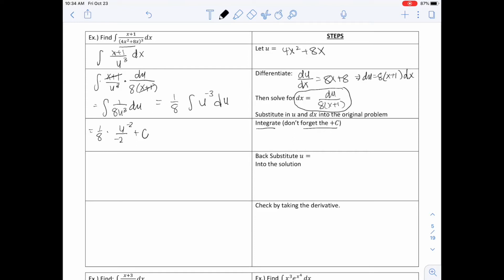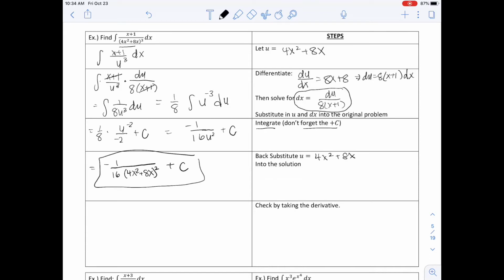c. Simplifying this, we end up with -1 over 16. And I'm going to put my u in the denominator since it is a negative exponent, so u squared, plus c. And then we're going to back substitute. U again from up above is 4x squared plus 8x. And we're going to put this back into our solution. So we're going to have -1 over 16 times, and our u value here is going to be (4x squared plus 8x) raised to the 2nd power, plus c. And this would be our answer that we would have for our integral.